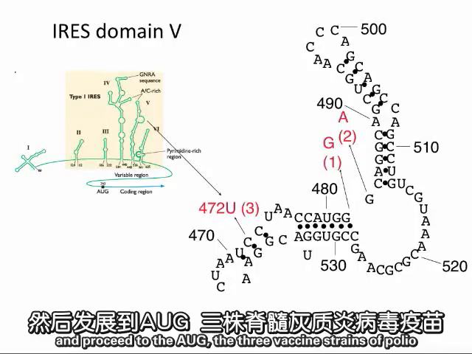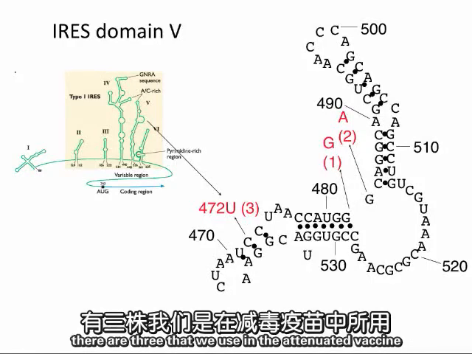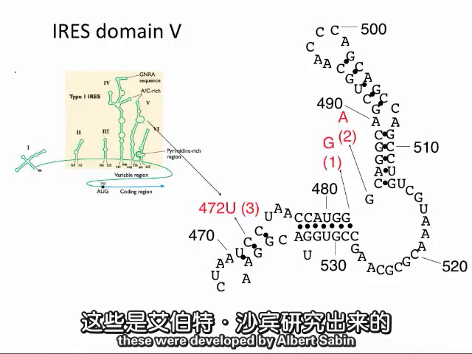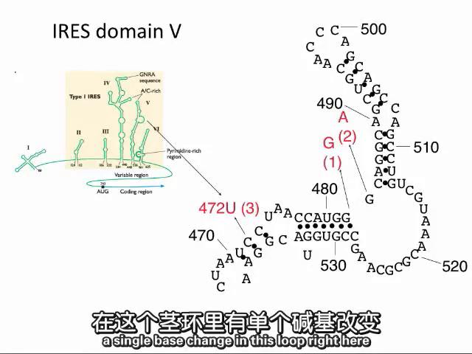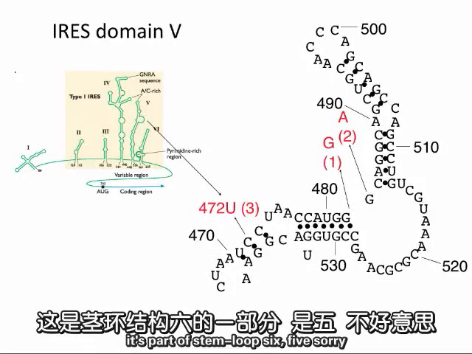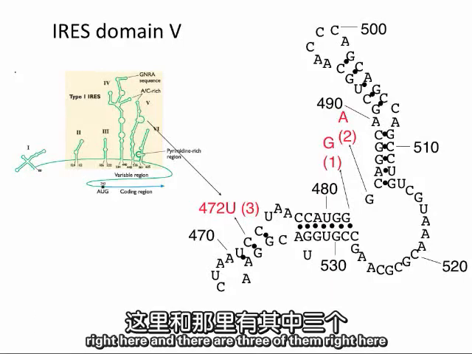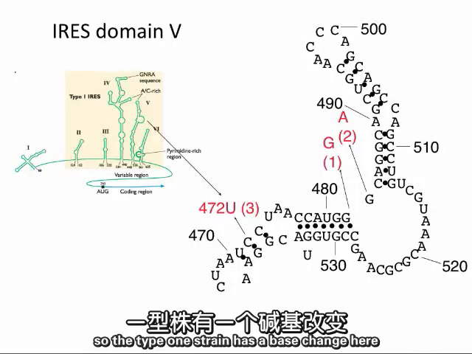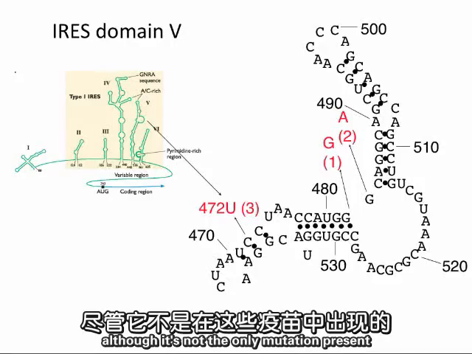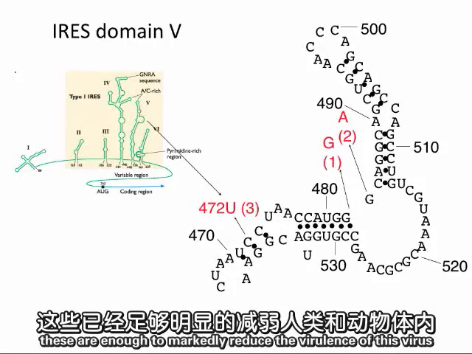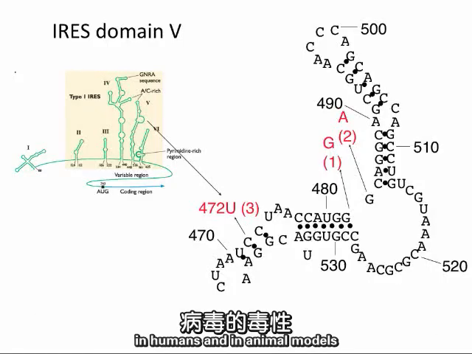The 3 vaccine strains of polio, there are 3 that we use in the attenuated vaccine that you take orally, were developed by Albert Sabin. They're called the Sabin vaccine strains. They all have a mutation, a single base change in this loop right here. It's part of stem loop 5, right here. And there are 3 of them right here. So the type 1 strain has a base change here, the type 2 and the type 3. Each of them has 1 base change. And this 1 base change, although it's not the only mutation present in these vaccines, is enough to markedly reduce the virulence of this virus in humans and in animal models.